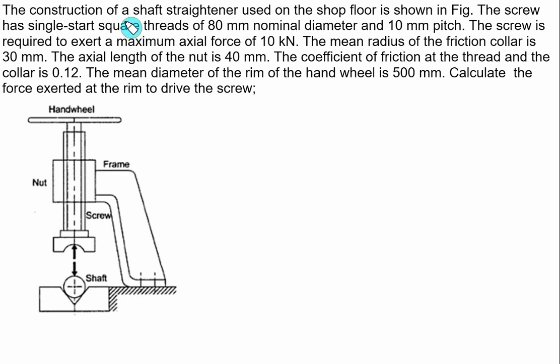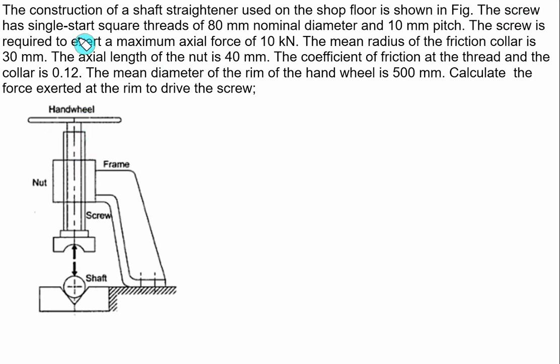The construction of a shaft straightener used on the shop floor is shown in the figure. This figure represents the shaft straightener. Here we have a shaft, and to straighten the shaft we are applying a force in a vertically downward direction. That force is transmitted with the help of a power screw. So we have a collar and we have a screw. The screw fits in a nut, and the nut is stationary due to the frame. To rotate the screw we are using the hand wheel.